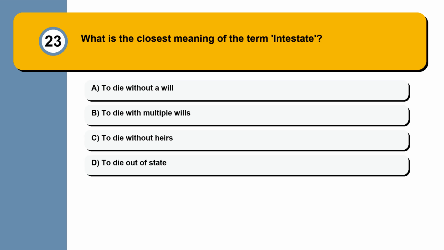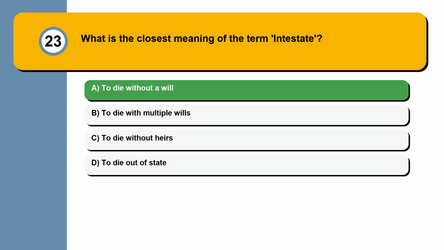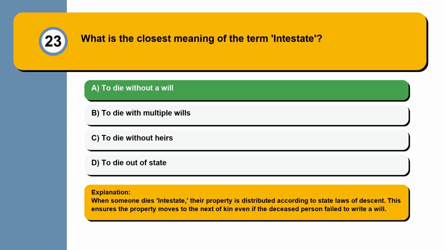Question 23. What is the closest meaning of the term intestate? To die without a will, to die with multiple wills, to die without heirs, to die out of state. When someone dies intestate, their property is distributed according to state laws of descent. This ensures the property moves to the next of kin even if the deceased person failed to write a will.